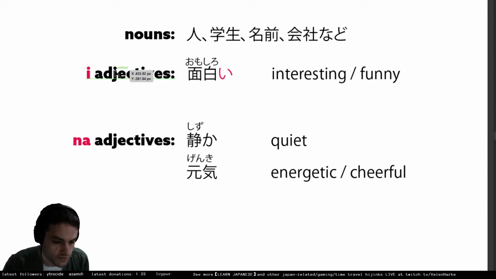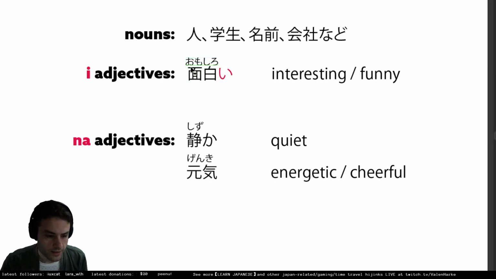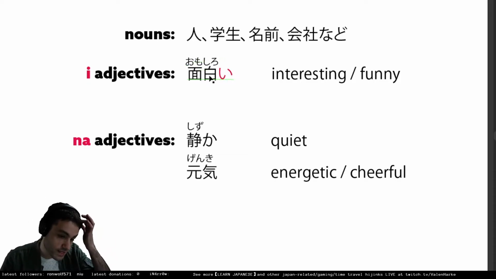So for adjectives, we've got i-adjectives and na-adjectives. And remember, this i in romaji, Roman alphabet, is in Japanese pronounced i, right? And I have highlighted it right here as well. And I have thrown on the furigana, the reading, also referred to as ruby in processors like Word and stuff like that. And that's so you can read these kanji.